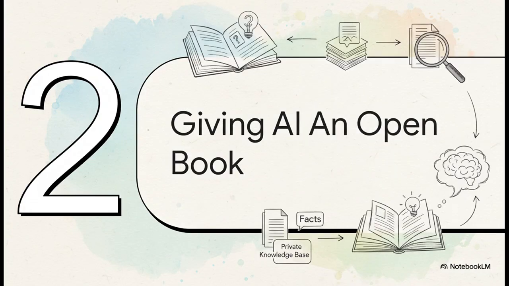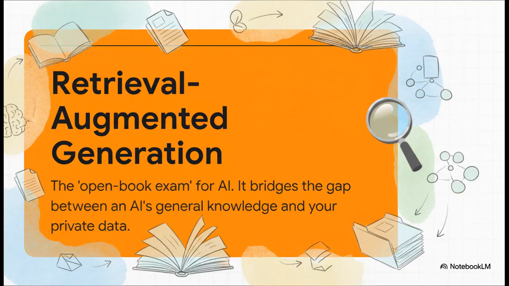So what's the fix? Do we have to retrain these massive billion-parameter models every time we have new info? No way. That's way too slow and expensive. The solution is actually much more clever. Instead of making the AI memorize everything, we just give it an open book. We hand it the exact documents it needs right when it needs them. And that open book method has a name: Retrieval-Augmented Generation.